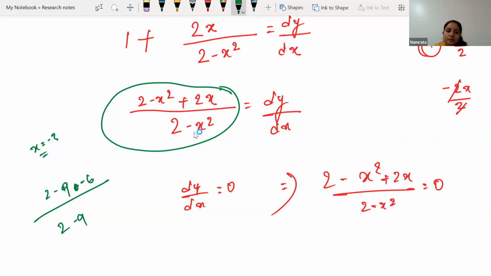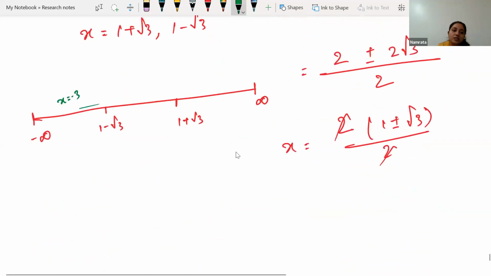Can you see it? Yes, ma'am. So dy by dx is positive in this interval. dy by dx is positive over here. What about the other interval? If we take the test point, this is giving us a negative value, this is giving us a positive value. So 0 will be there in between.